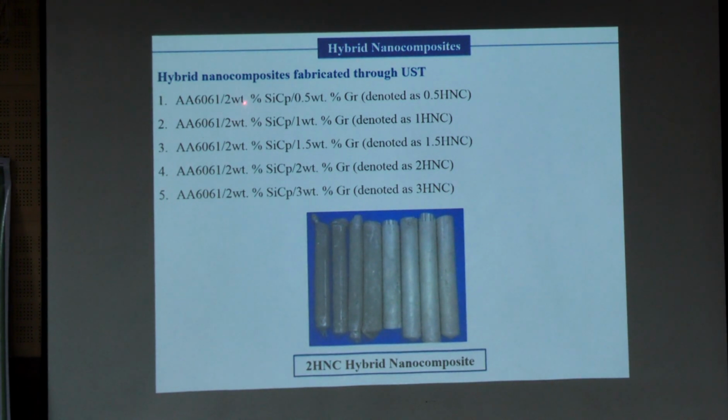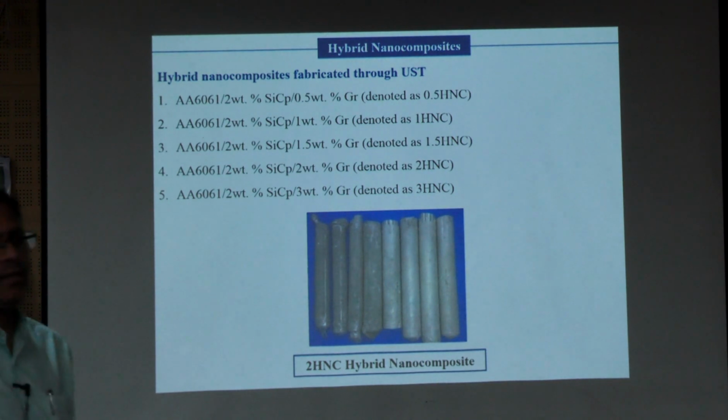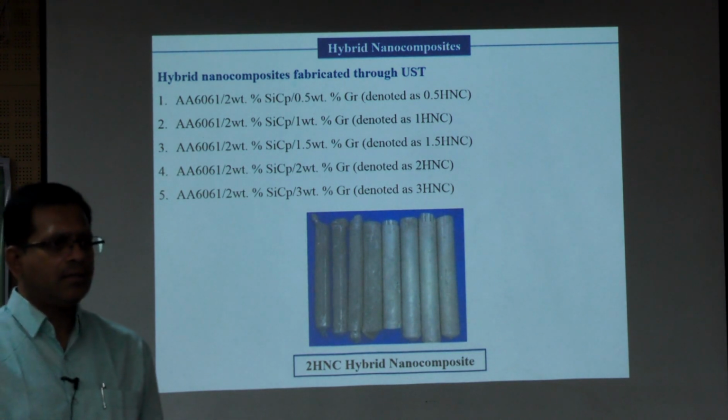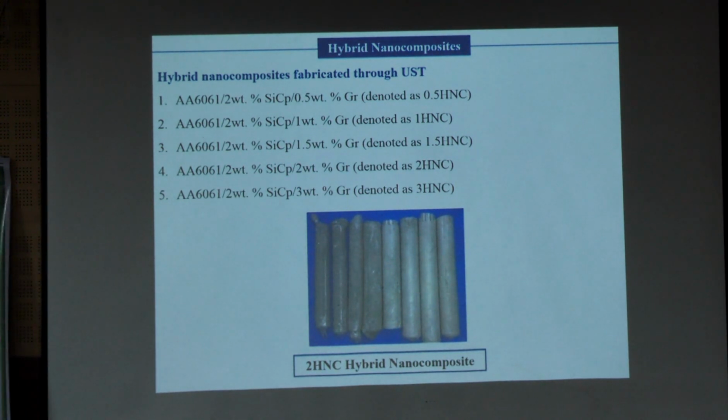So you may ask a question, why 2 weight percentage is fixed here? So this is again based on the literature and based on the initial experiment. Initially we prepared nanocomposites with aluminum 6061 Li mixing with SiC. So there we verified different weight percentages of SiC, maybe 0.5, 1, 1.5, 2, 2.5, 3 like that, and then we got the optimum percentage is 2 weight percentage for this particular matrix material and for this SiC nanoparticles.